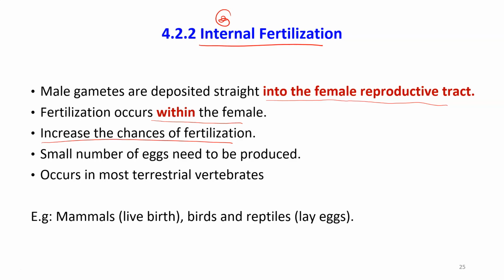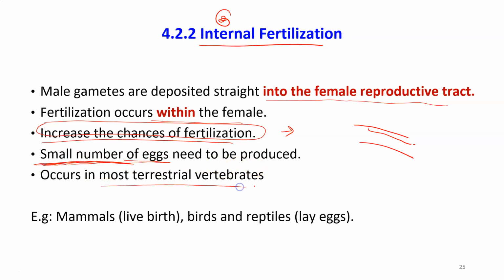It is not exposed to danger. The gamete is not exposed to predators. It is not exposed to infection by microbes. So this will increase the chance of fertilization to occur, and the gamete will not be carried away by the water current. So there will be fewer chances of the gamete being lost during fertilization. Therefore, internal fertilization only requires a small number of eggs to be produced. It occurs in most terrestrial vertebrates.